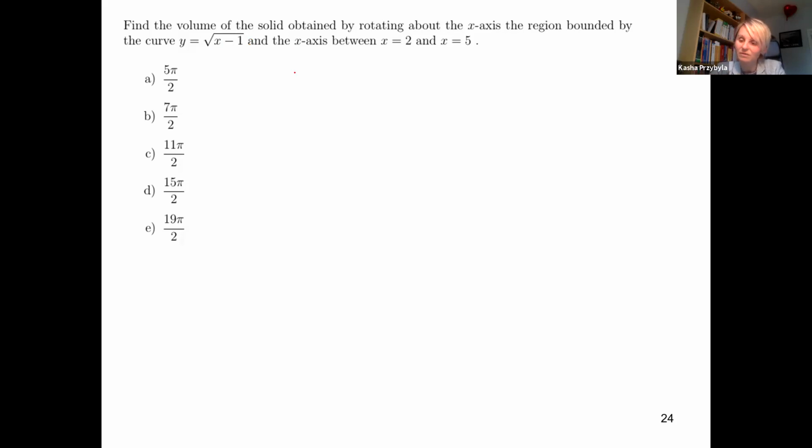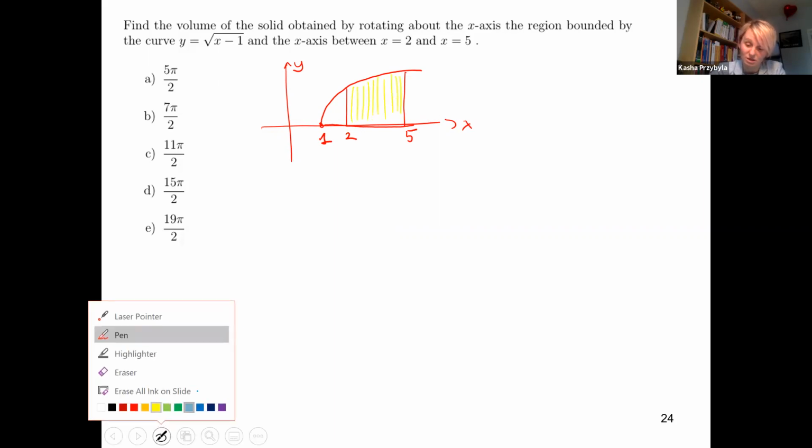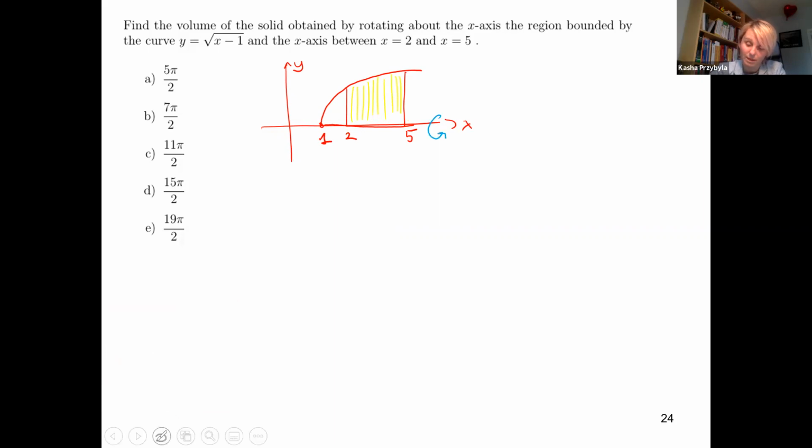Okay, that means first of all, let's see what we have. We do have a square root shifted 1 unit to the right, because the x-intercept is 1. And then that means this is 1, the x-axis, and between 2 and 5. Okay, that means this is my region. And what I'm doing, I'm rotating this about the x-axis.